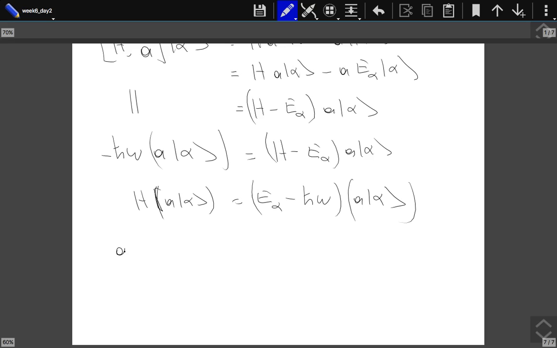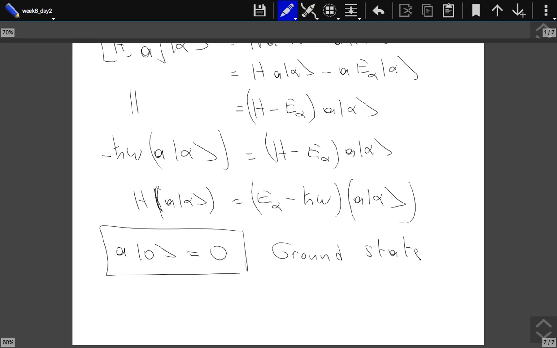Now let me give it a special name, A acting on 0. This is 0. This is my ground state. I know that there should be some ground state because the energy spectrum of the Hamiltonian is limited from below. It cannot go below 0.